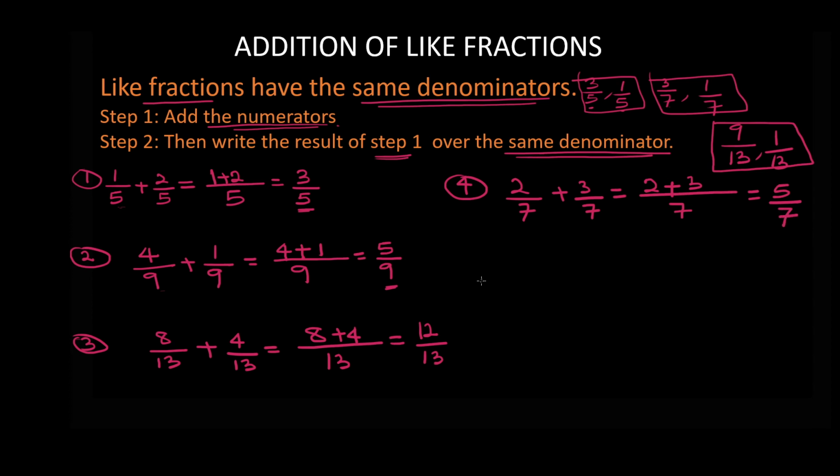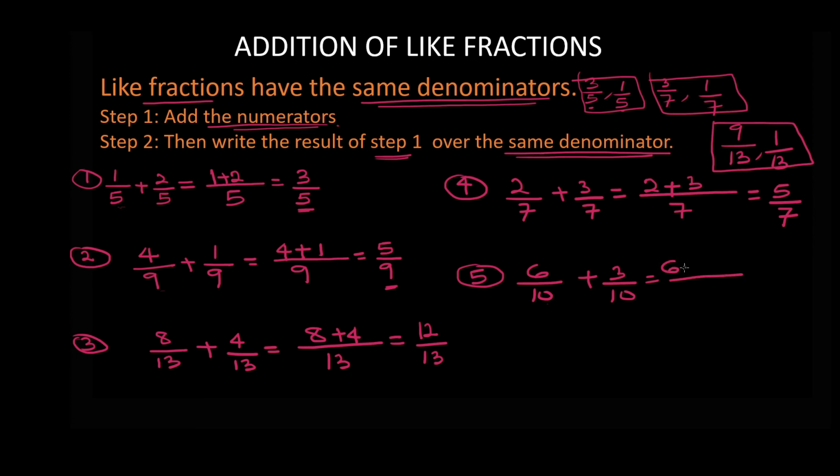If you got that wrong, let's look at another example. Maybe with this fifth example, you might be able to understand the concept better. 6/10 plus 3/10. These are like fractions because they have common or same denominator 10. How do we solve this?